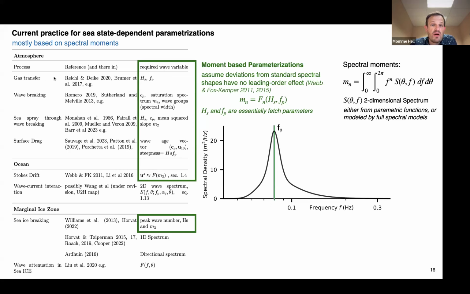Everything in the atmosphere is normally parameterized through significant wave height, peak period, group velocity, and the like, or maybe steepness. And these can all be functions of moment-based metrics, where the spectral moment is defined in the upper right. So if you have an idea of the spectral shape, you can calculate these higher order moments, right? And in this case, the spectral shape is parameterized.